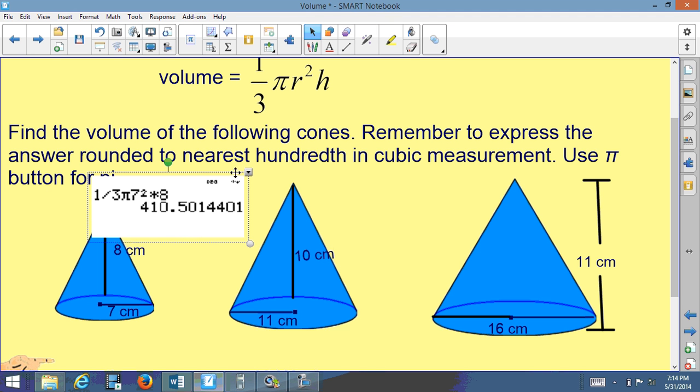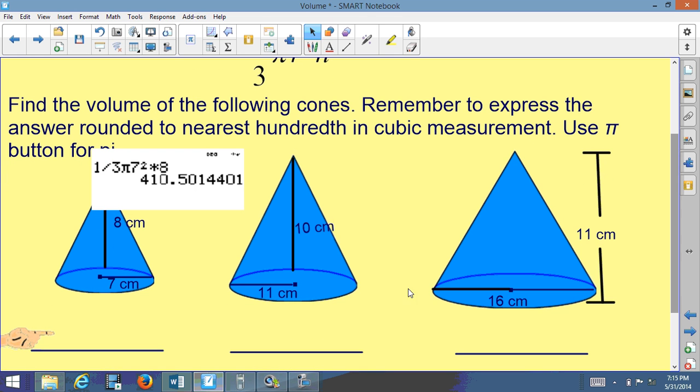And we have to round this time to the nearest hundredth. The hundredths is 2 places after the decimal point. So we go next door. Remember, if it's 5 or above, we would shove up the 0. If it's 4 or below, we would let everything go. So this is 1, so we're going to let everything go. So our answer is going to be 410.50 cubic centimeters.